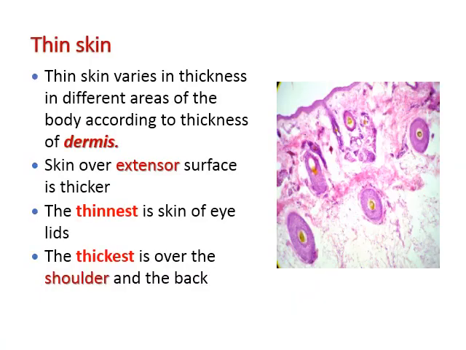The two types of skin, thin and thick skin. Thick skin, as we all know, present only in the palm of the hand and sole of the foot. However, thin skin cover all the body except those both sides. Actually, the thickness of the thin skin varies according to its side. For example, skin over extensor is thicker than the flexor. The thinnest skin present in the body is the skin of the eyelid. However, the thickest present over the shoulder.